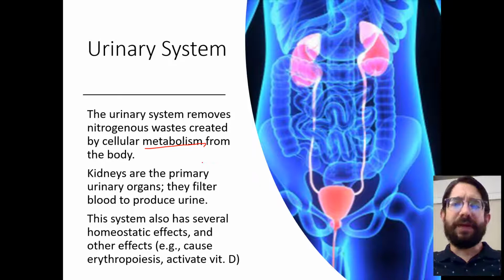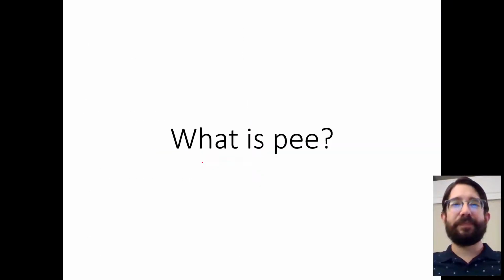And there are other effects that the urinary system has, like the hormone erythropoietin is created by the kidneys. The kidneys play a role in activating vitamin D, and lots of other stuff that is outside of this course.